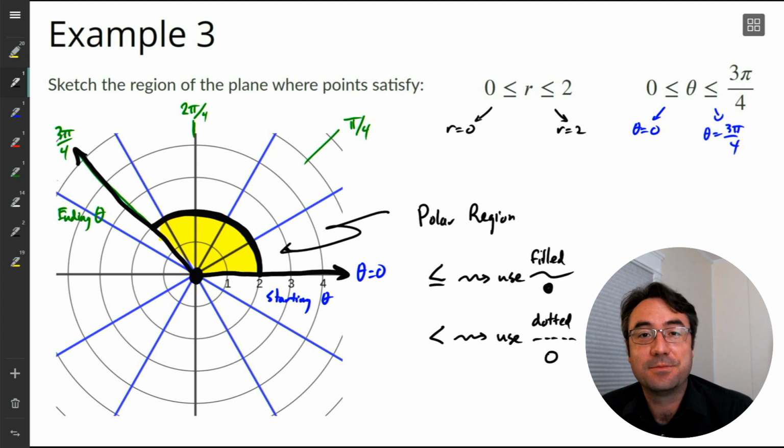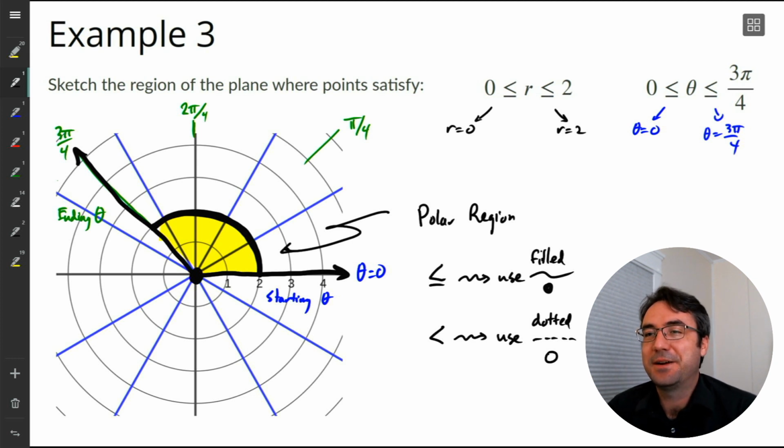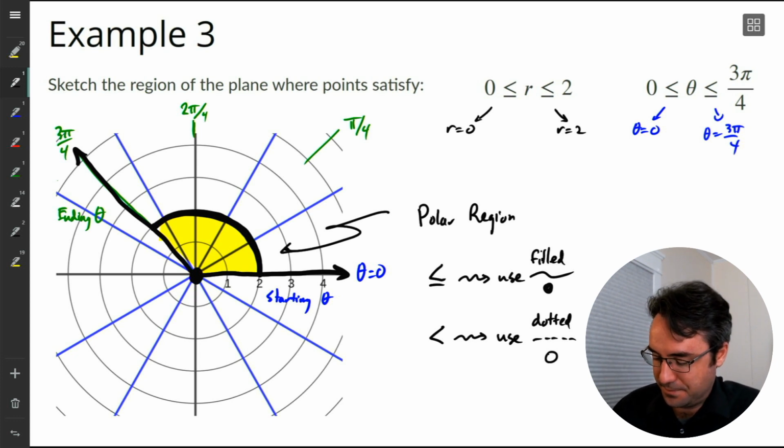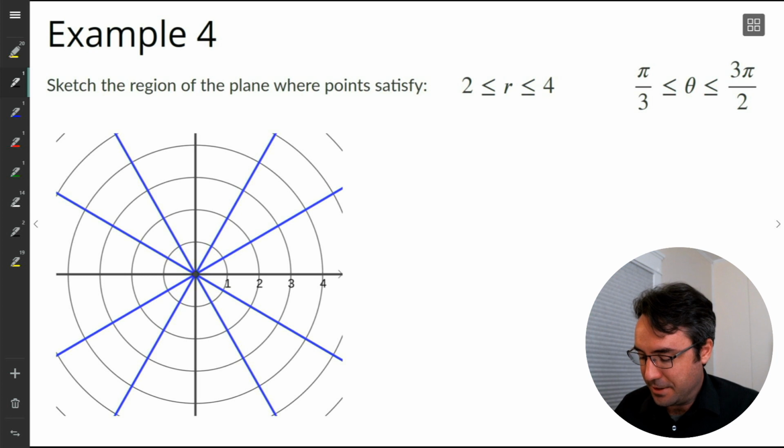When we draw our curve, all right, so there's our polar region. Let's try another one of these. All right, so we have another polar region here.